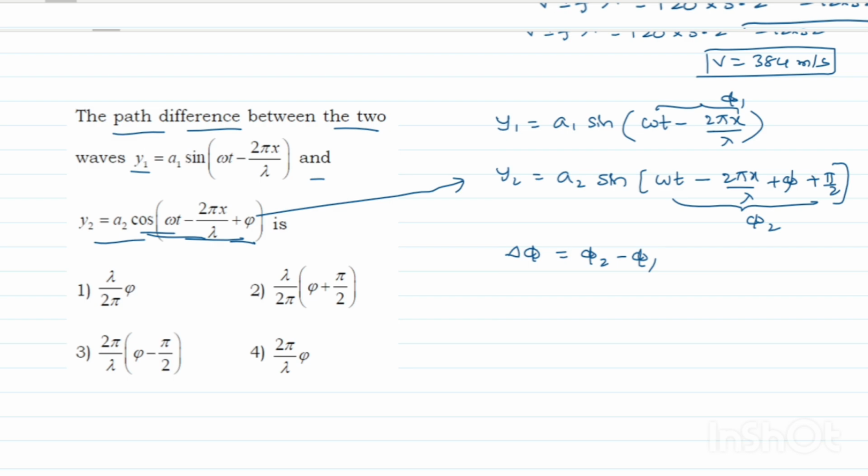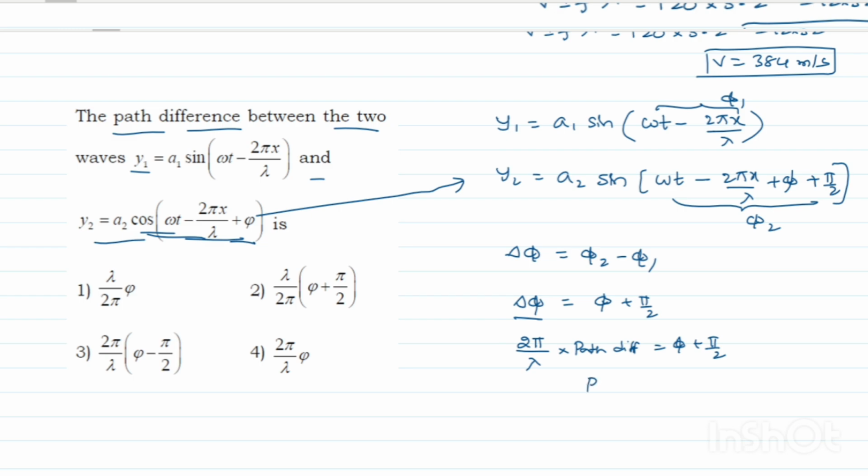Omega t gets common, 2 pi x by lambda is common, and here we will be getting delta phi value as pi plus pi by 2. Delta phi is nothing but pi plus pi by 2. Delta phi in terms of the path difference, the phase difference, will be equal to 2 pi by lambda into the path difference, which will be equal to pi plus pi by 2.